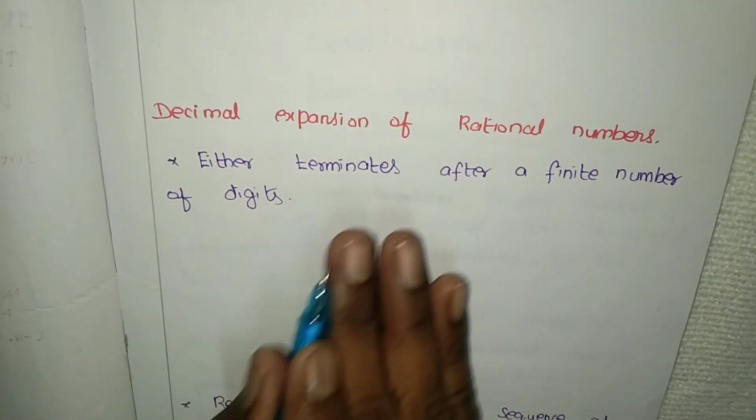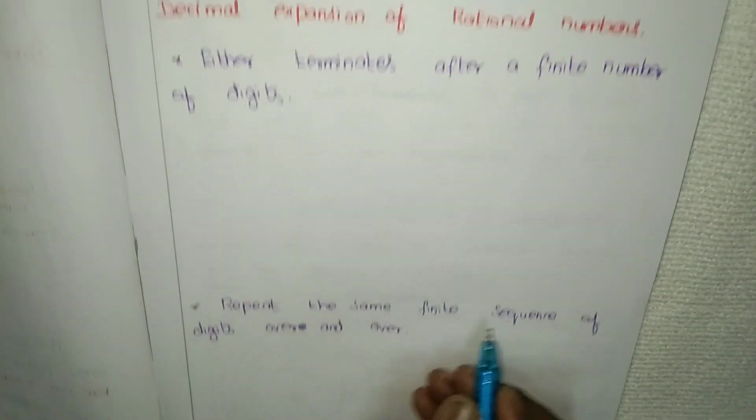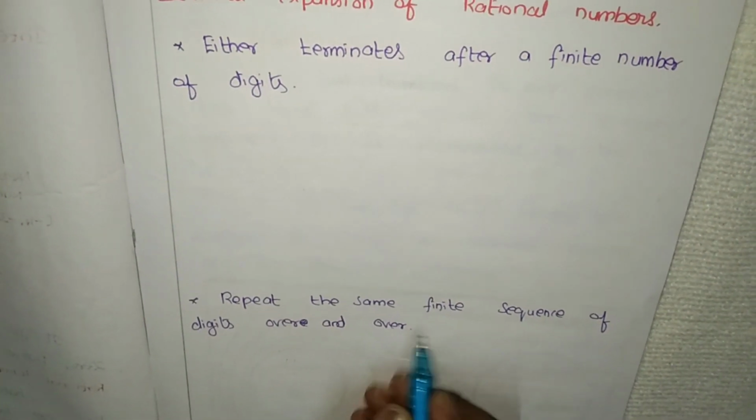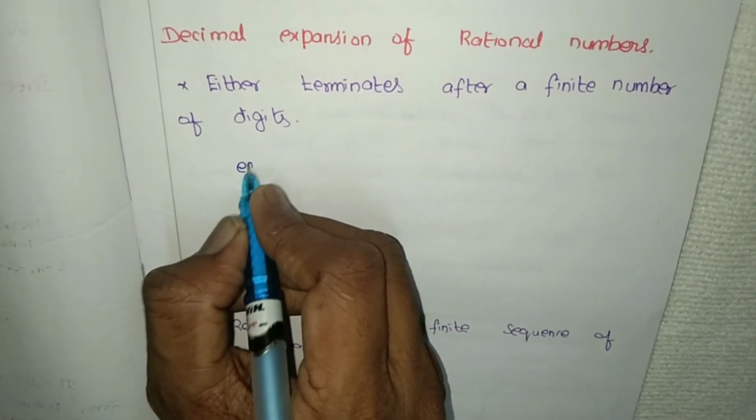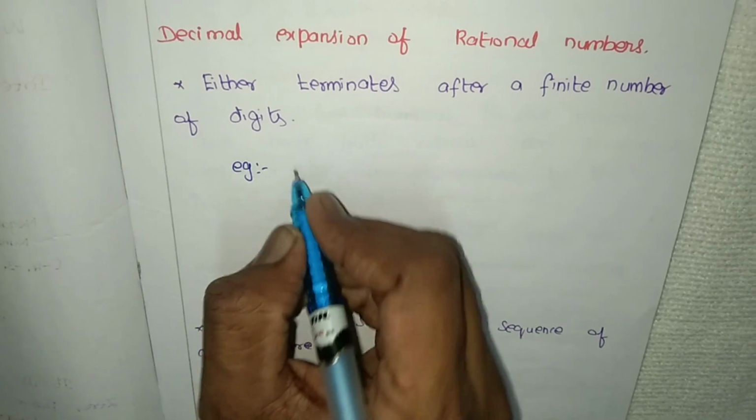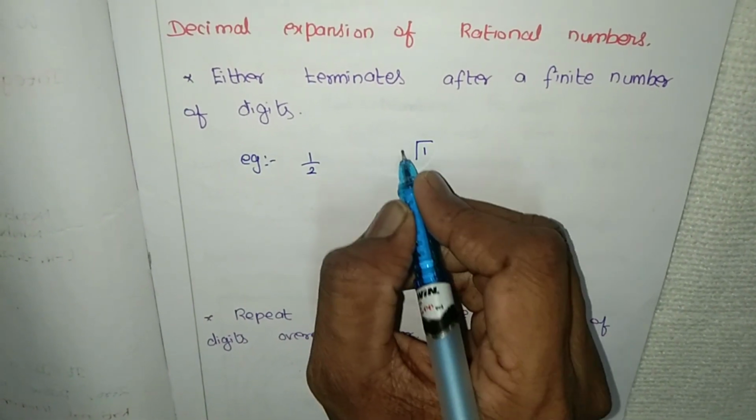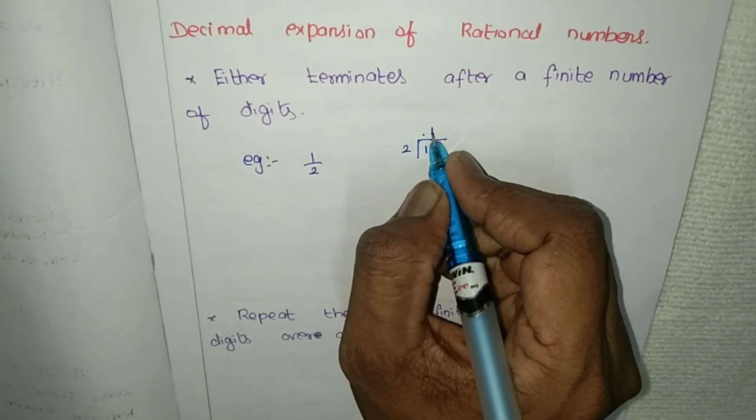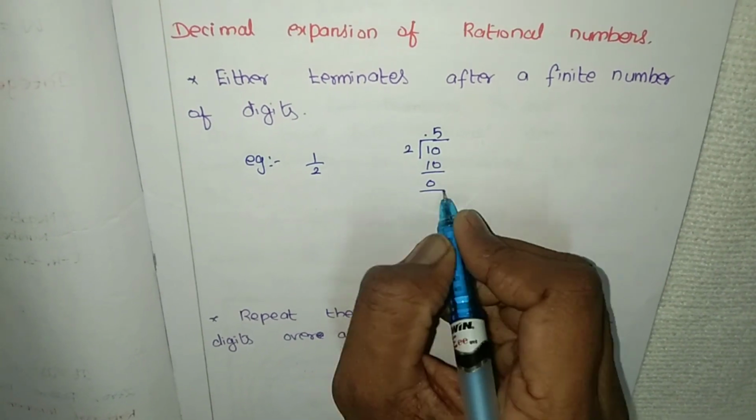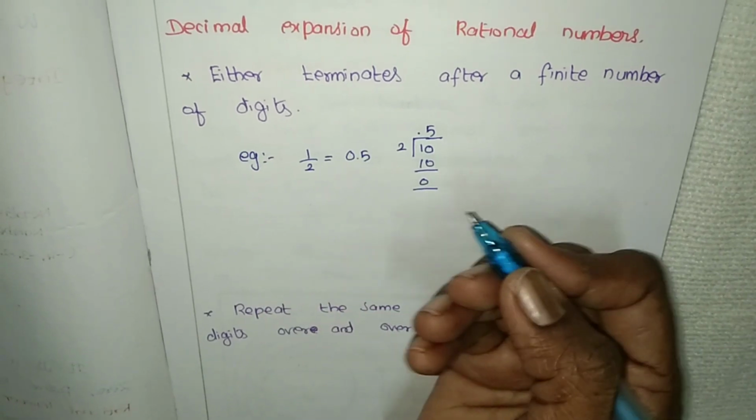The decimal expansion of a rational number either terminates after a finite number of digits or repeats the same finite sequence of digits over and over. Let us see one example. 1 by 2. Now I am going to divide 1 by 2. 5 2s are 10, 0. The decimal expansion of 1 by 2 is 0.5.